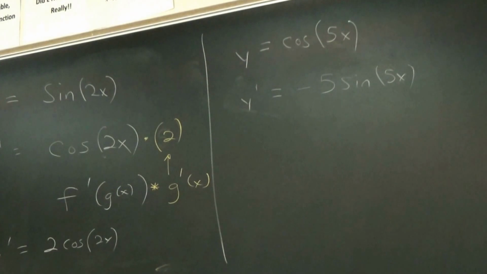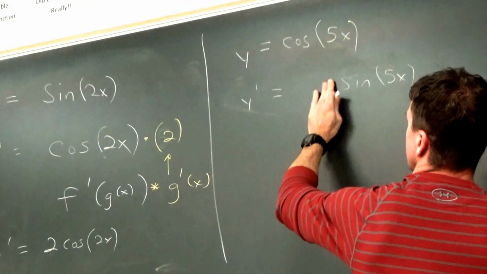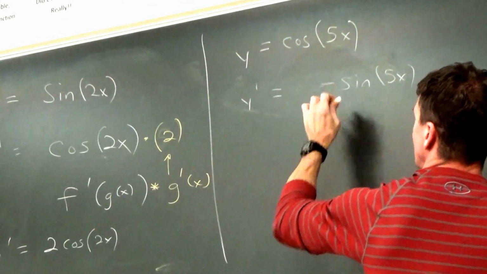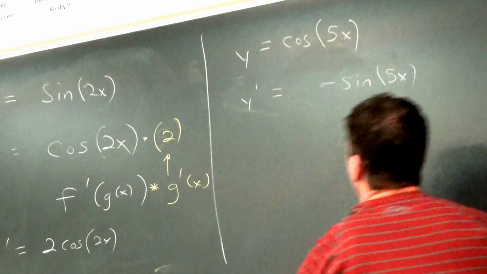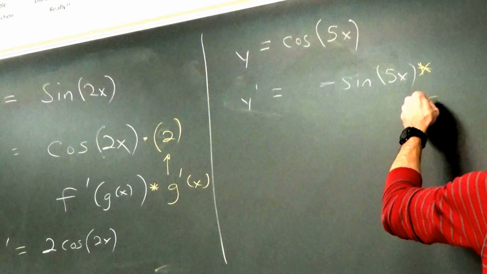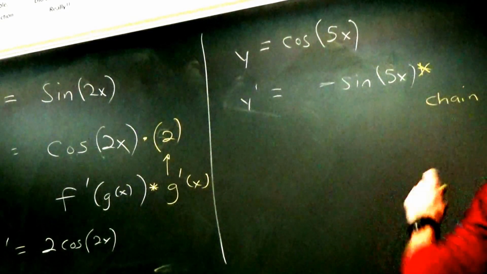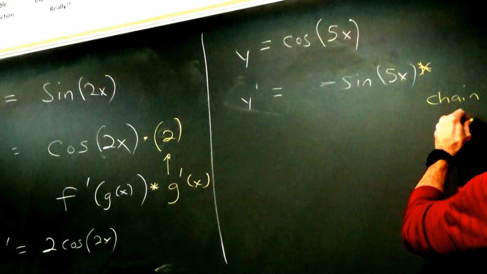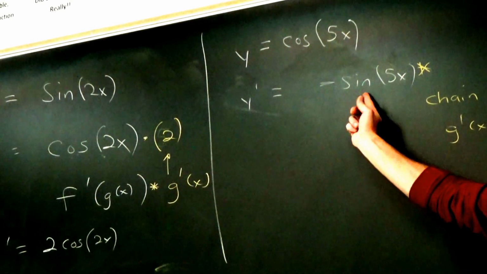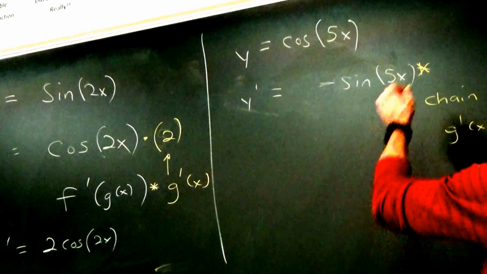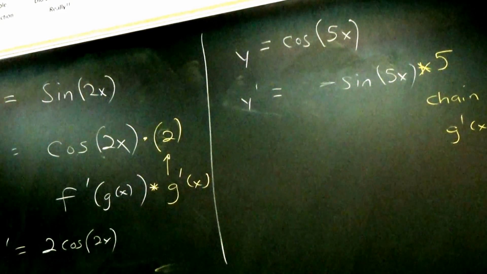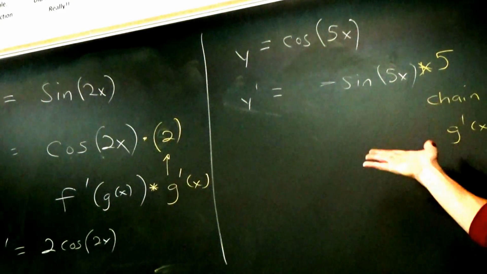So we did this. Negative sine of x, right? And then we multiplied the what? We multiplied the chain, which is g prime. All that was f prime of g. Then we multiplied the chain. What's the derivative of that 5x? 5. But now I have to just write this in a nice manner.